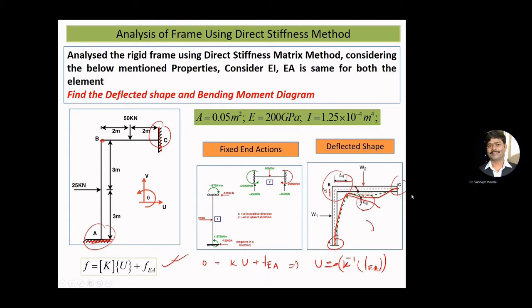So here we have to keep one thing in mind that we are considering all upward force as positive, all anti-clockwise moment as positive, and all anti-clockwise slope as positive. So this sign convention will follow throughout this example problem. Okay.